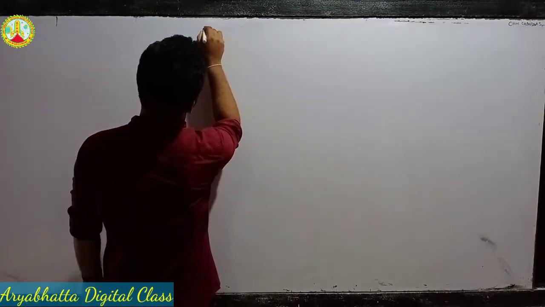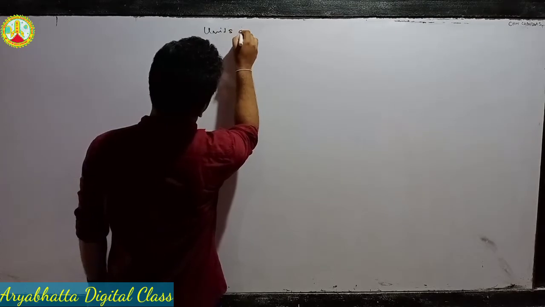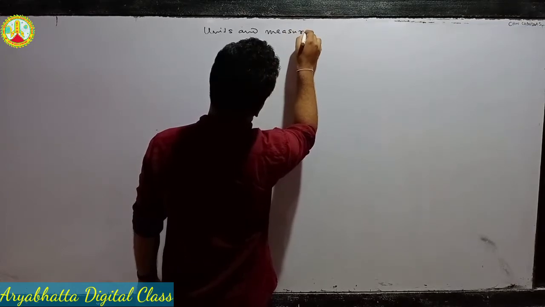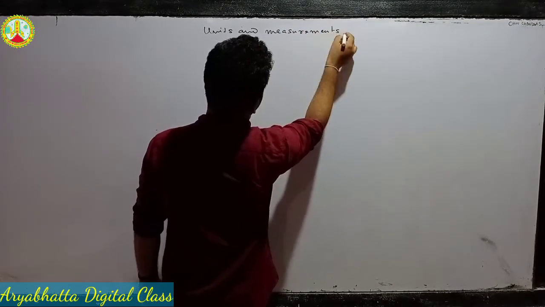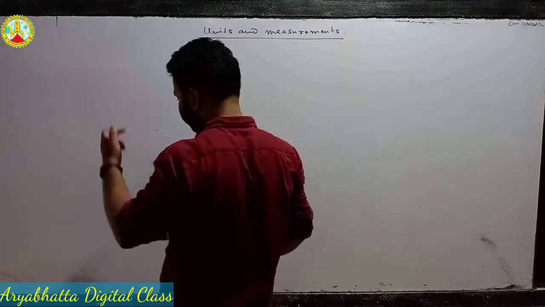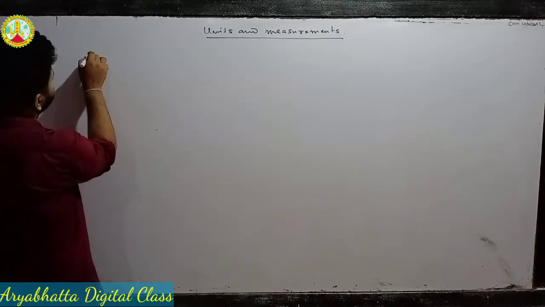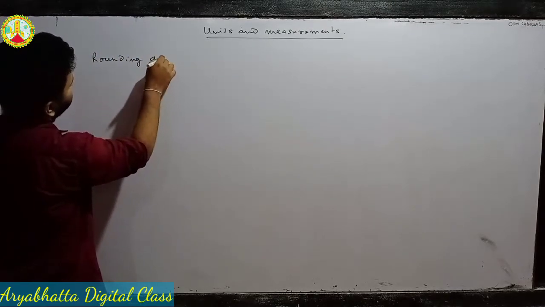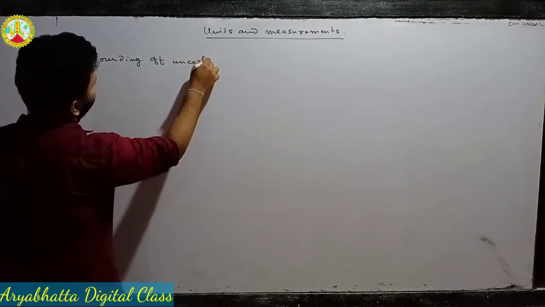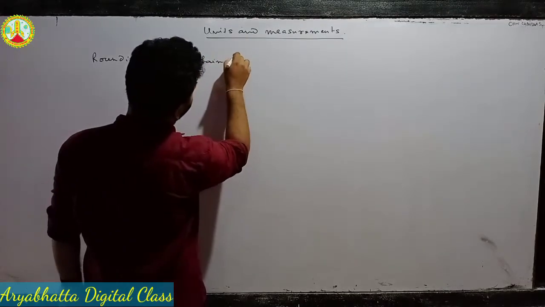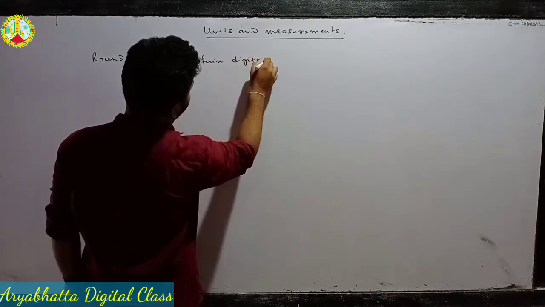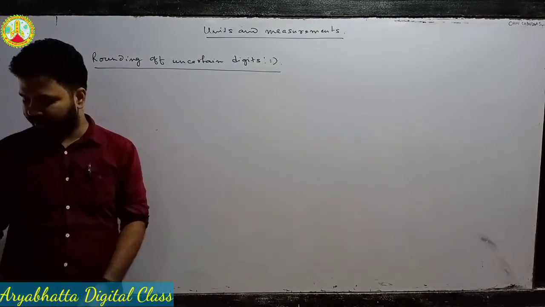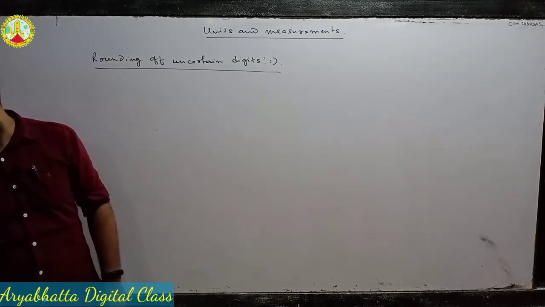So the chapter is units and measurements, and the topic here is rounding off. This is also directly given in your textbook, that is rounding of uncertain digits. I will tell you the rule with the help of some examples and then this topic will also be over.